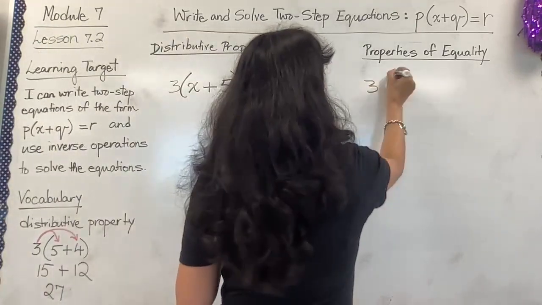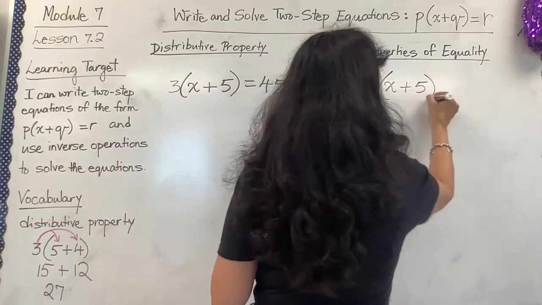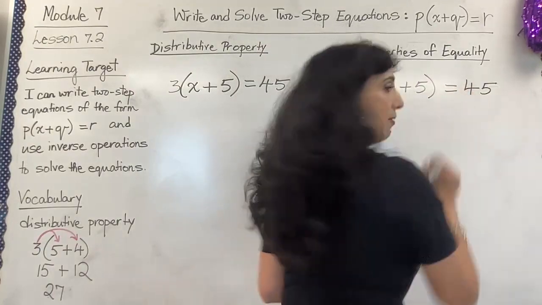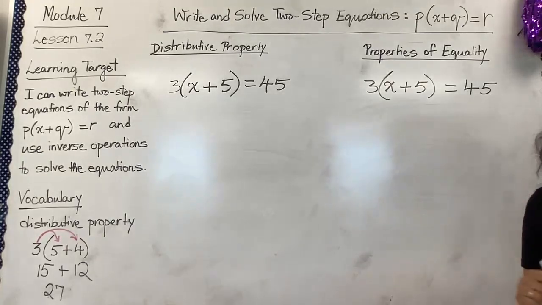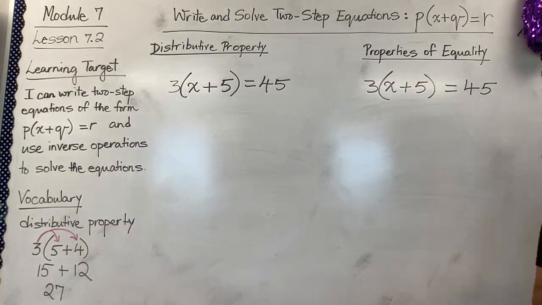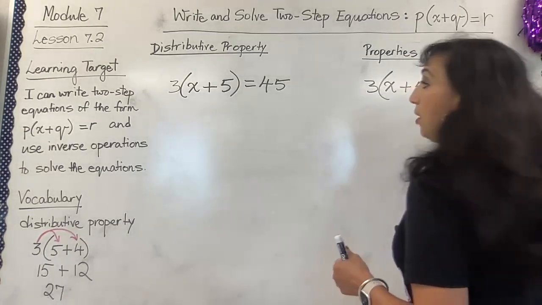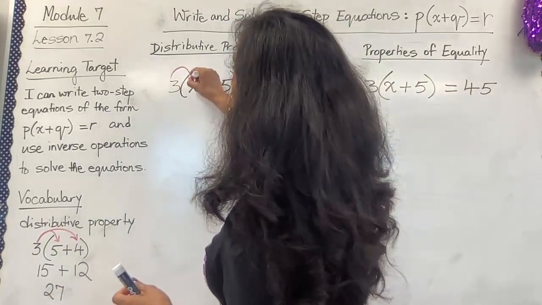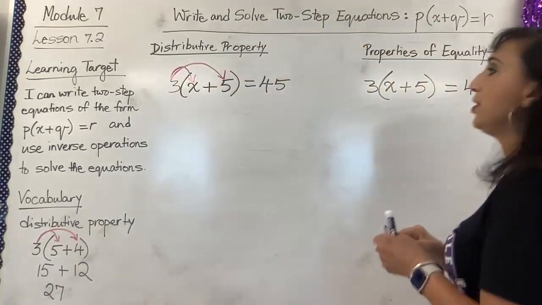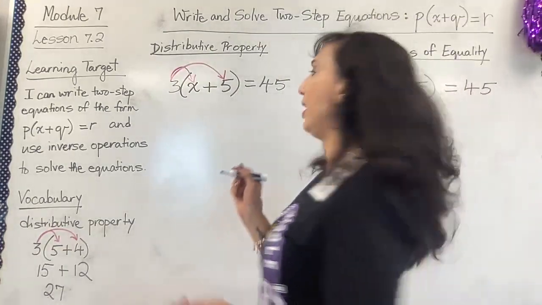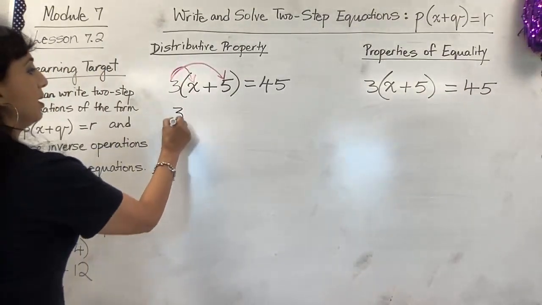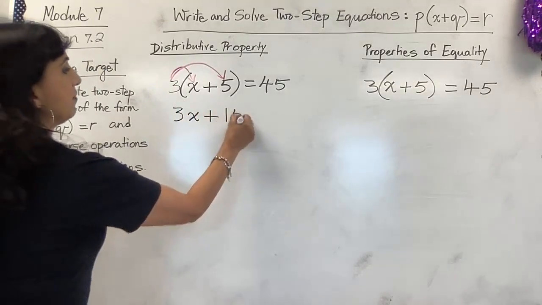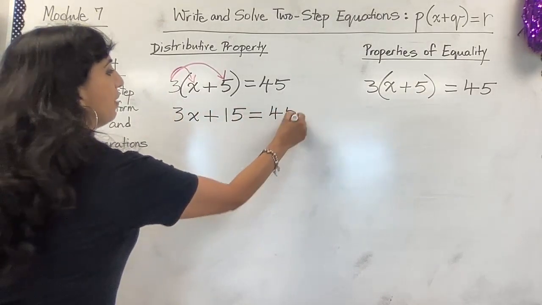So we are going to use both methods. So let's start with the distributive property first. And if I look at the distributive property, I know that I have to multiply the term outside with each term inside. Okay, so 3 times x is 3x, and plus 3 times 5 is 15, is equal to 45.